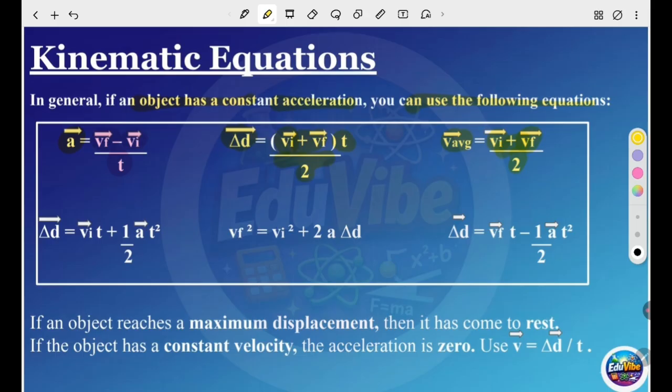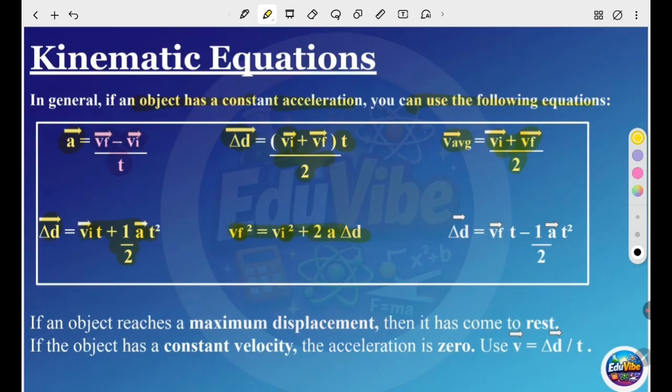Again, if you have the initial velocity, you have the acceleration, and you also have the time, you can find delta d with this equation, which is initial velocity times time plus half acceleration times time squared. And if you have the final velocity and initial velocity, you can get the acceleration from there, and you get the displacement too. So you can use these formulas for calculating anything which you want.